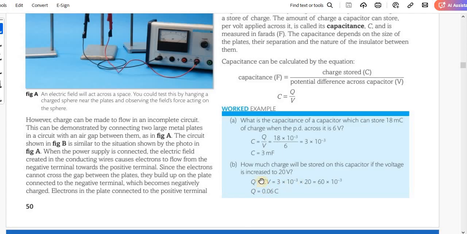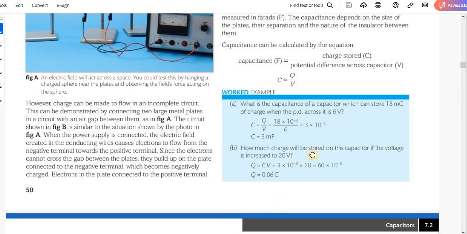Now if you look over here, it is increased to 20 volts. They don't mention what the maximum potential difference that the capacitor can bear is, so we just ignore that and we go with this. Okay, so Q is equal to CV. How much charge will be stored on this capacitor if the voltage is increased to 20 volts? Q is equal to CV. C is the same because it's the same capacitor. We found it previously, 3 millifarad. Milli is 10 to the power minus 3. V is 20 volts. So we get 0.06 coulombs. This is the charge that can be stored on this capacitor if the potential difference connected across it is 20 volts.